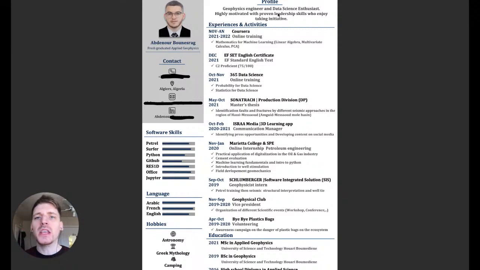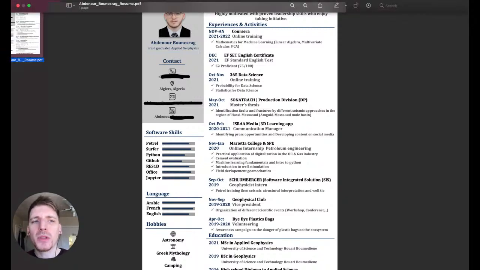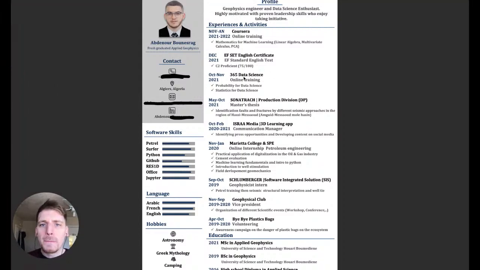Okay, this is interesting. The profile, it's something that some people like, some people don't. I think it's good to have, especially if it's so short. But I would make it even shorter. So highly motivated with proven leadership skills, who enjoy taking initiative. These are probably all true, but it can be a little bit overheard. It's a little bit of buzzwords, because everyone can say that they are highly motivated. Everyone can say that they have leadership skills. So I would save some space here. I would only go for geophysicist engineer and data science enthusiast.